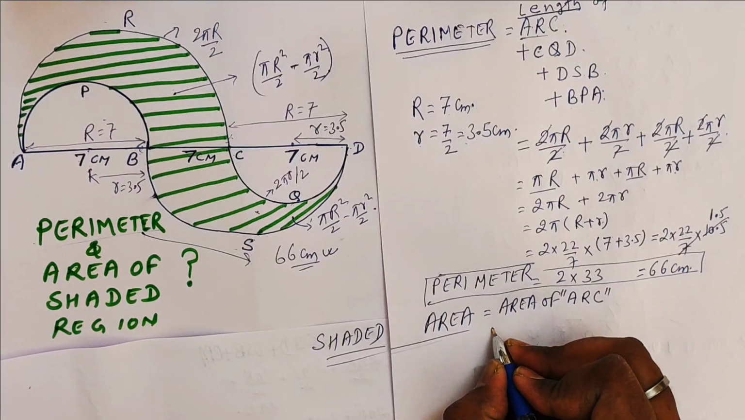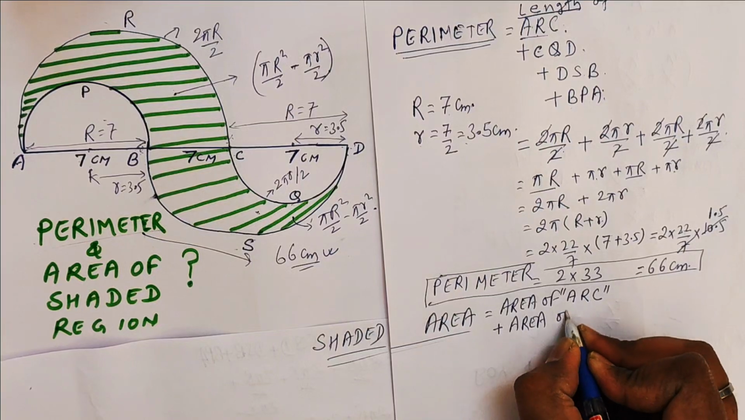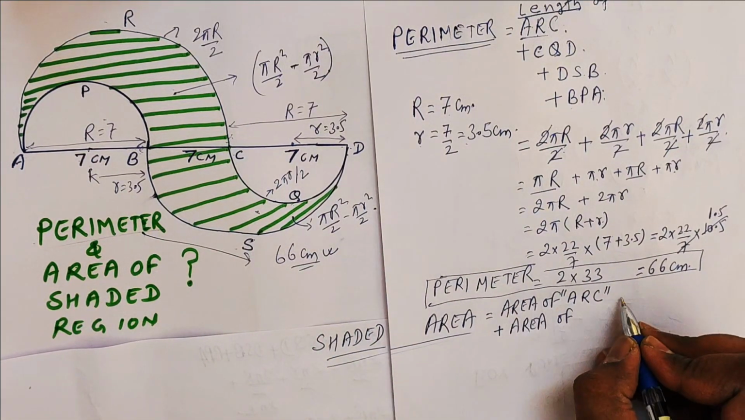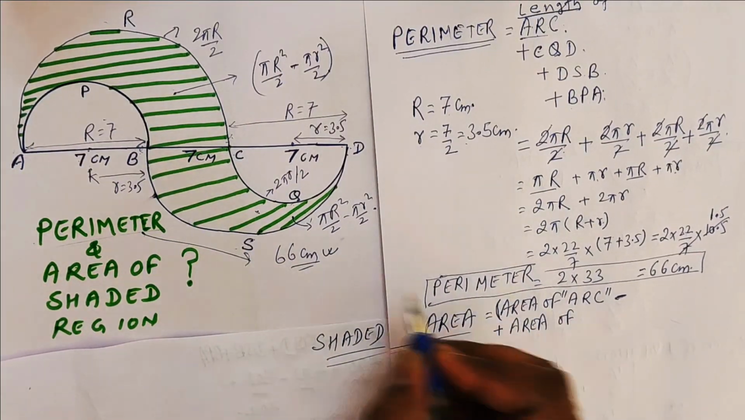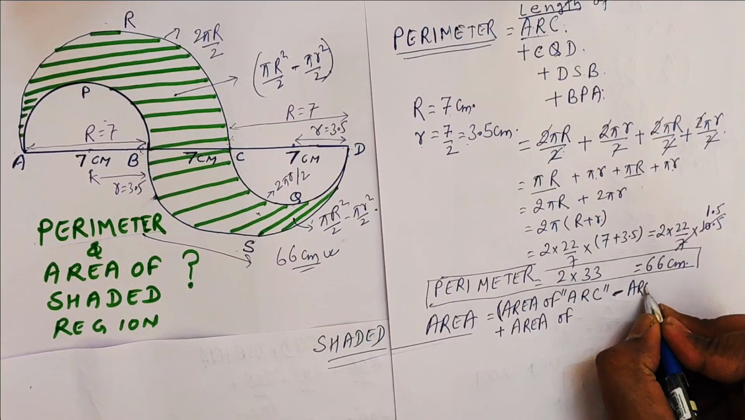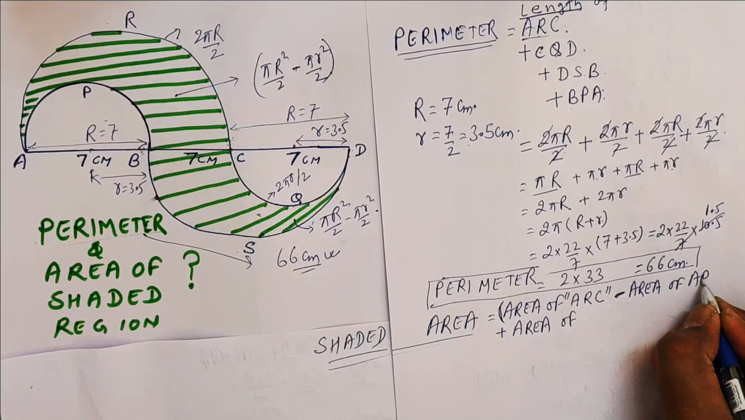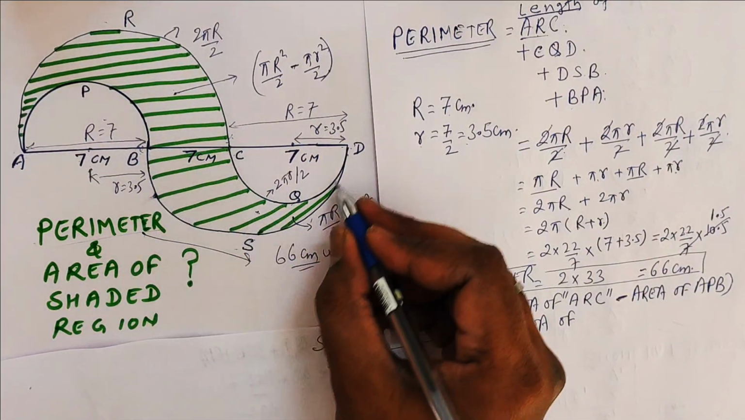So the shaded area, that means the area of the bigger semicircle minus the white portion, that means the area of the smaller semicircle APB, right? So just subtract it from here. So the area of the bigger semicircle ARC, from that subtract the area of the smaller semicircle APB, right? APB with a small r radius, right?